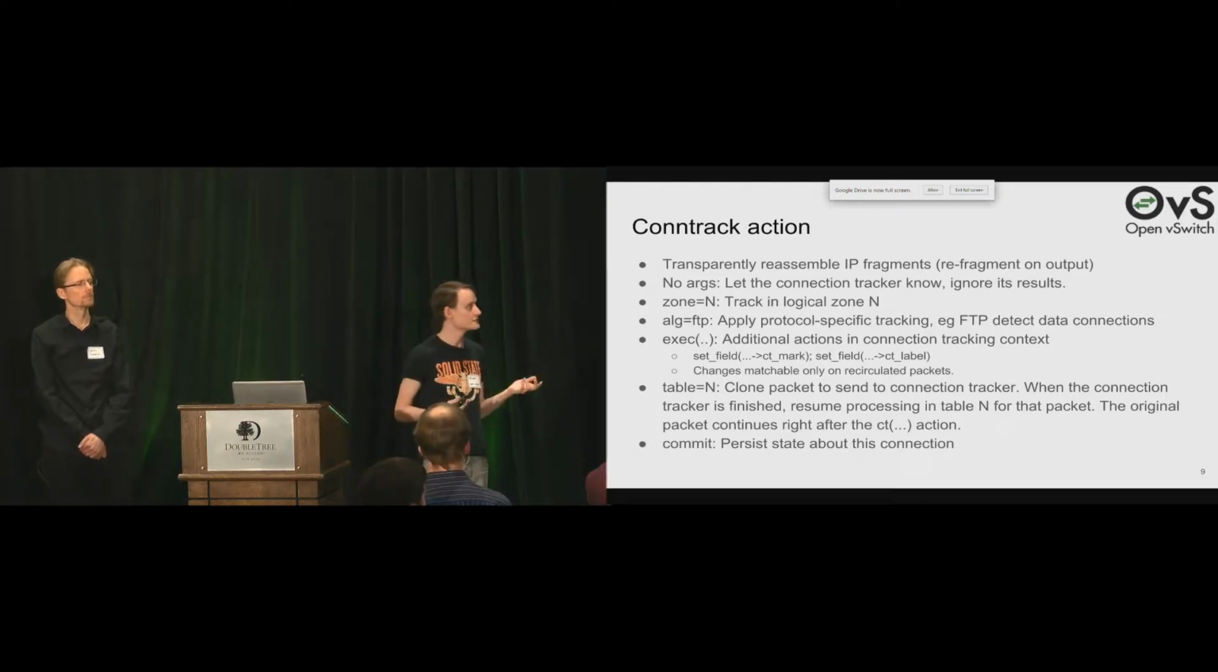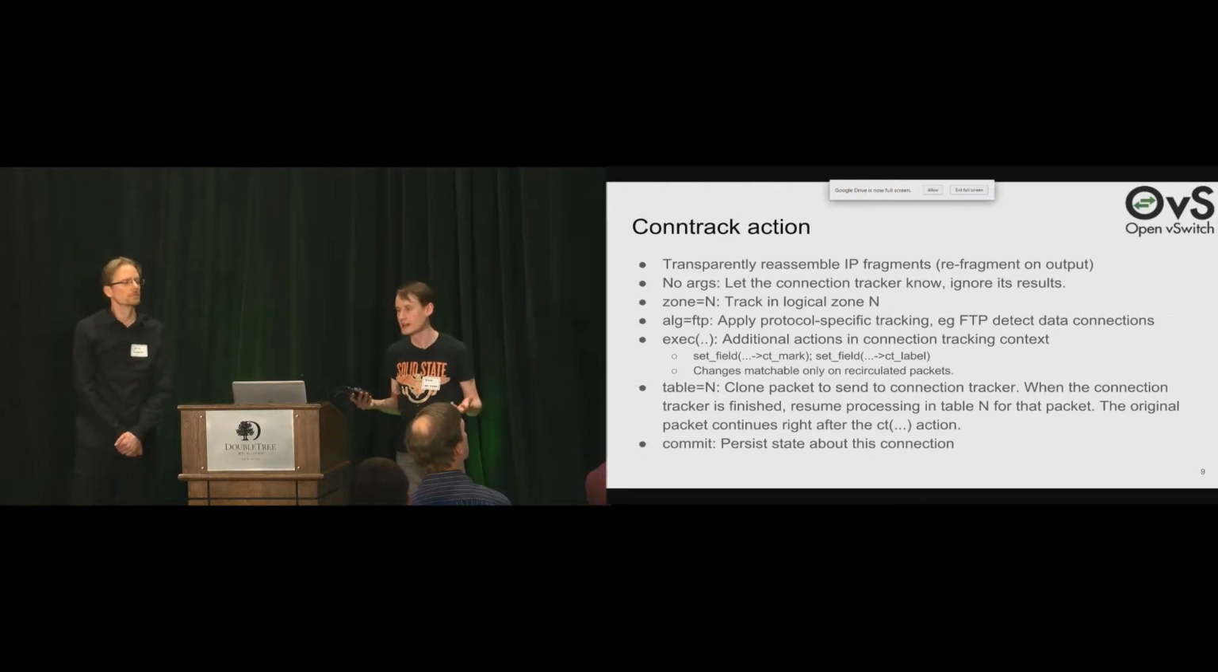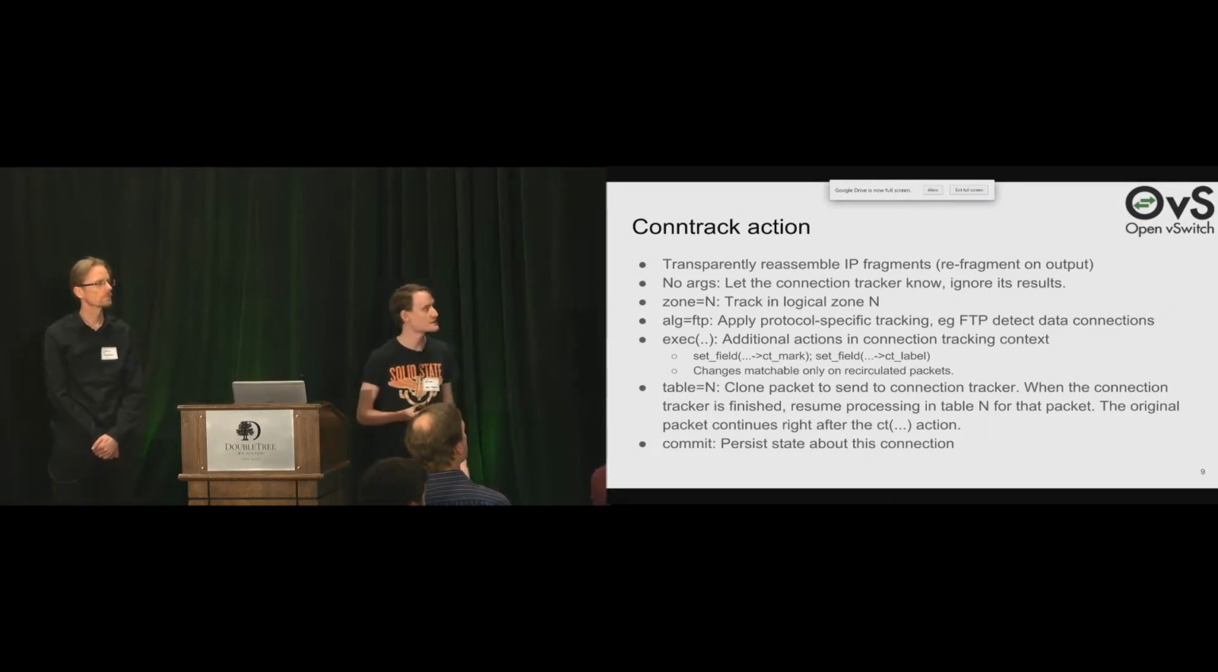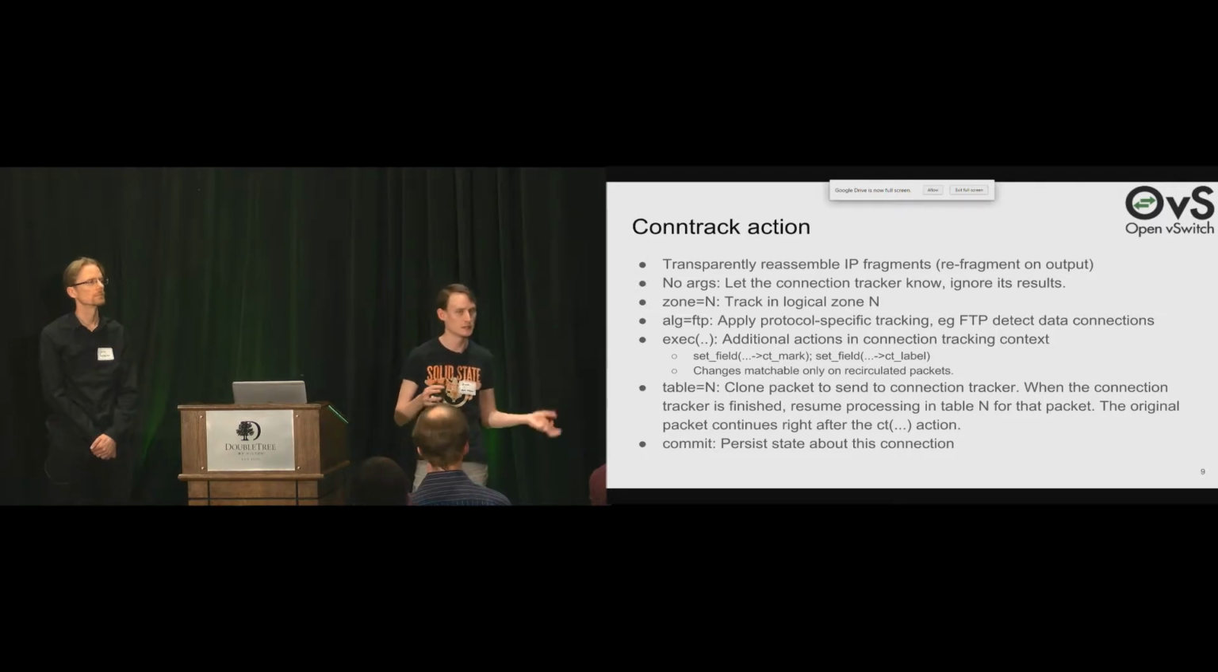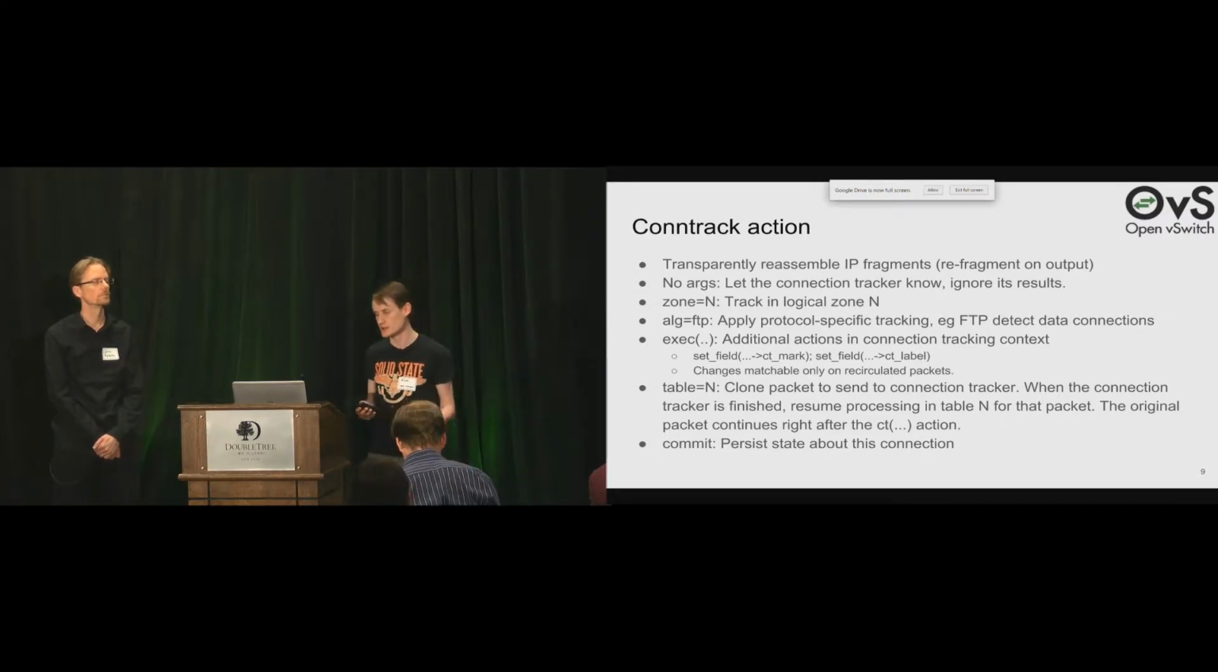And finally, there's a new connection tracking action. A lot of this was presented last year by Justin and Thomas, but one of the new things is that we now transparently reassemble IP fragments. So if you send IP fragments to the connection tracker, they'll be reassembled for the remainder of the pipeline, and then on output, they'll be refragmented to the original geometry.